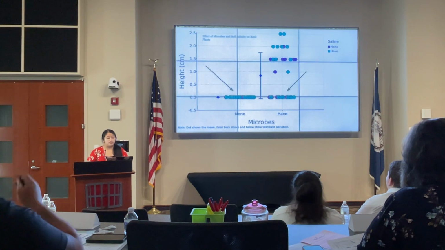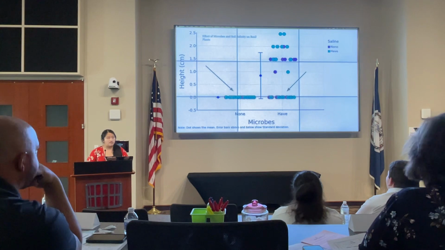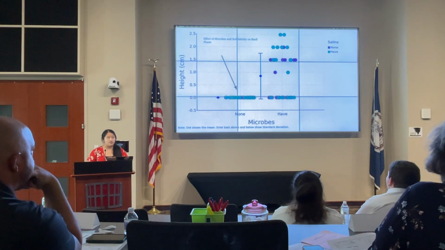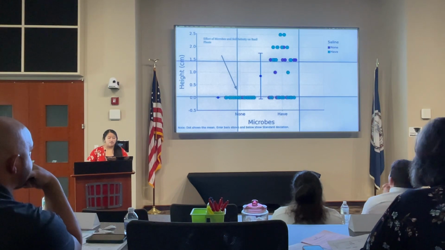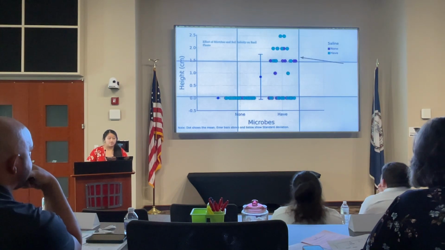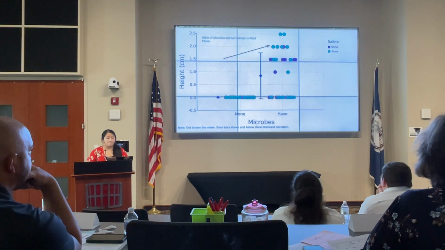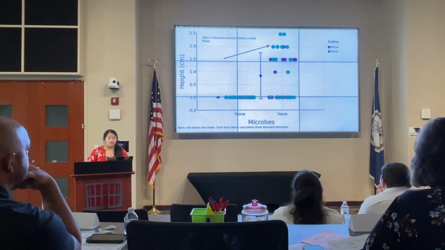The dots on the 0 line are the plants that did not show any growth. The plants that did not contain microbes did not grow at all, unlike the ones that did have microbes. The plants that did contain microbes fluctuated between each plant. The plant that contained both microbes and the saline solution had a better growth rate than the ones that did not contain the saline solution, but did contain the microbes.